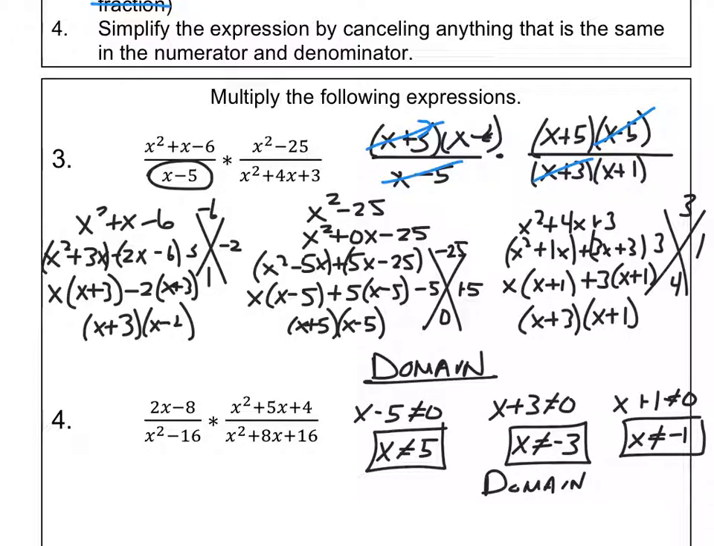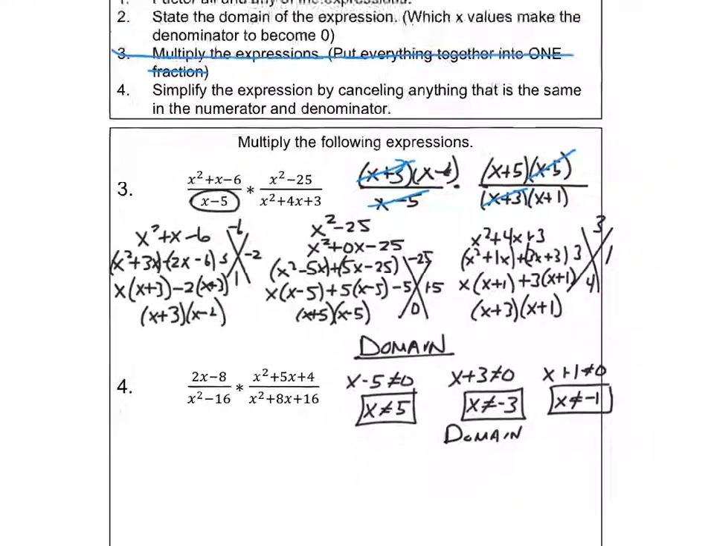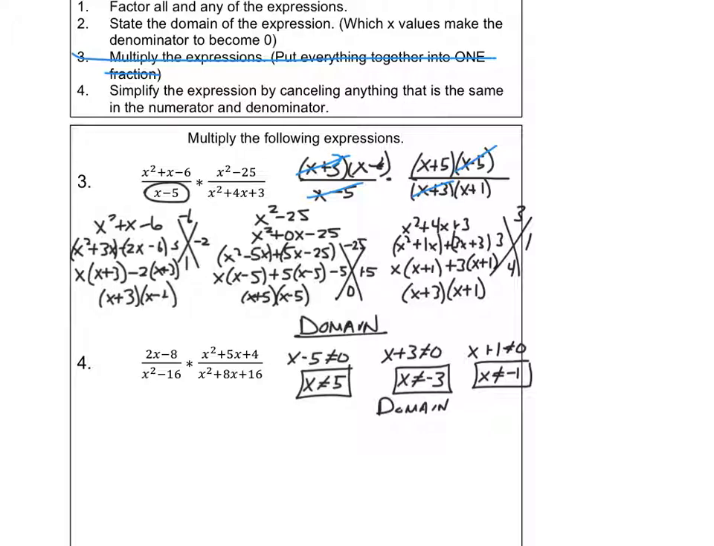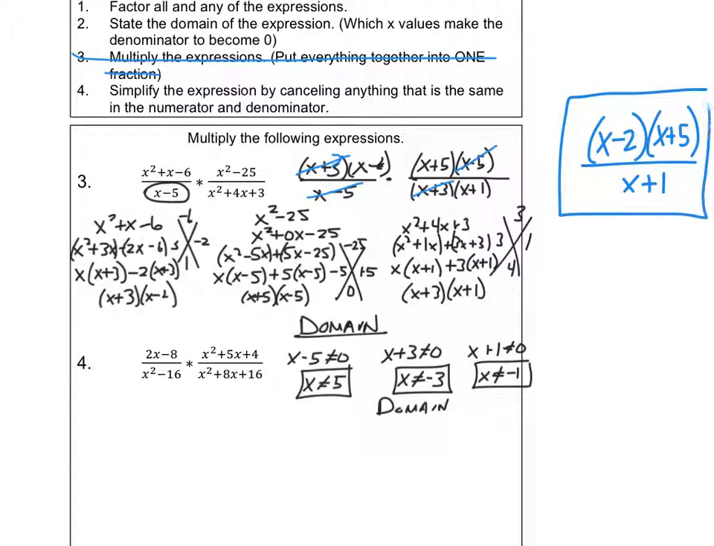Can't do anything. I have an x plus 5 on the top, and I don't have an x plus 5 on the bottom. So my final answer here is going to be, on the top, I have x minus 2, and I have an x plus 5. And then on the bottom, I have an x plus 1. This is my simplified rational expression.